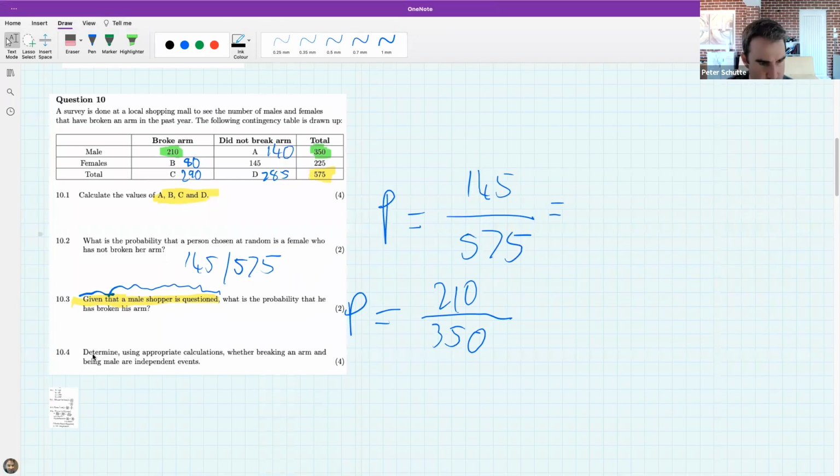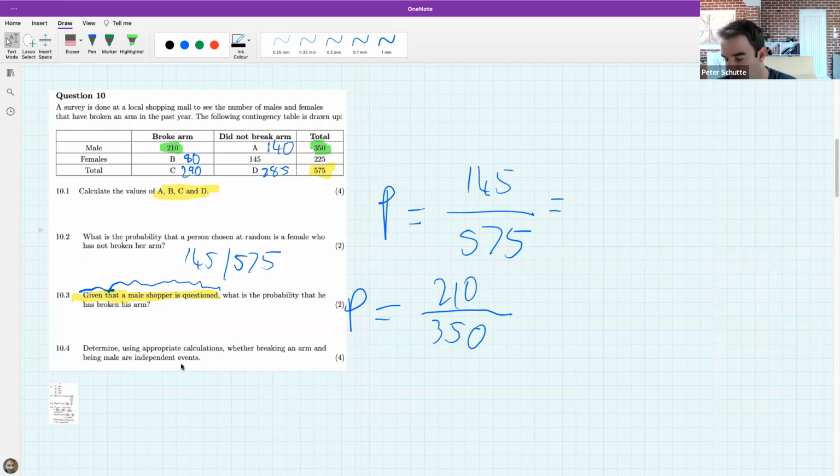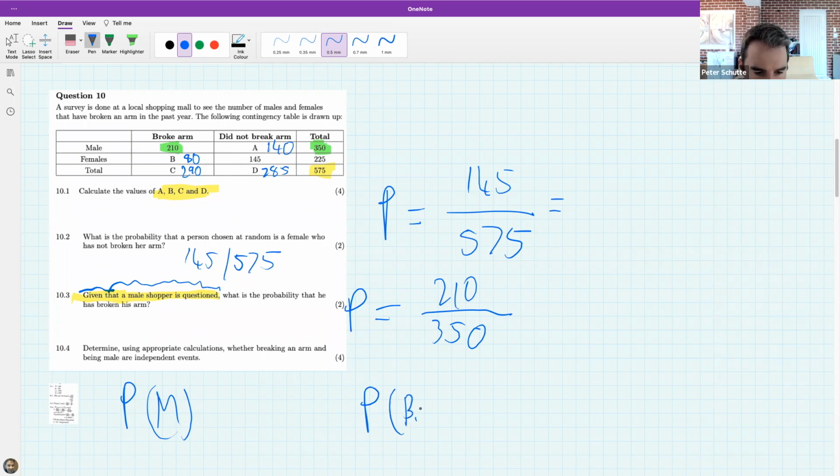So it says here, determine using appropriate calculations whether breaking an arm and being male are independent events. Now, it's for 4 marks. So I want to suggest that being male, like we could write like that. Having a broken arm, I'm just going to write broken arm. I don't have any clever abbreviation. What is the third thing that I'm going to have to calculate to help me?